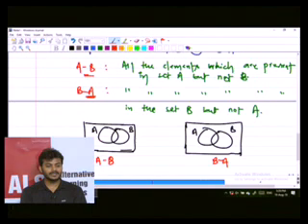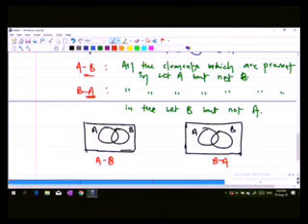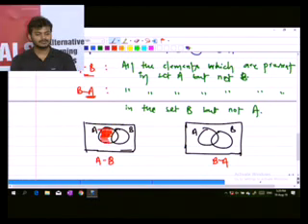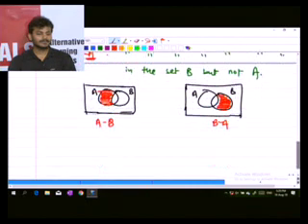So, you see, this is completely A. As you can see, this is completely A, right? But we cannot have this B. So, this is actually A minus B. Coming to B minus A, this would be B minus A, where we have all the elements of B but not A. Clear? All good?